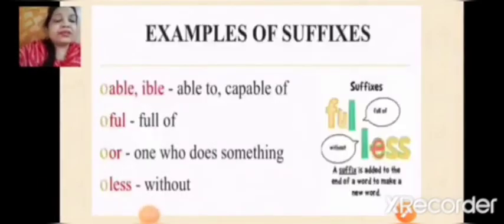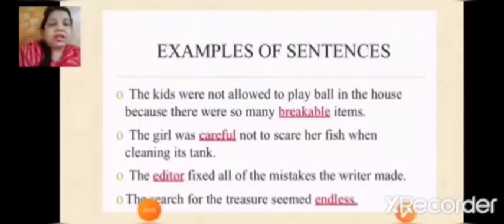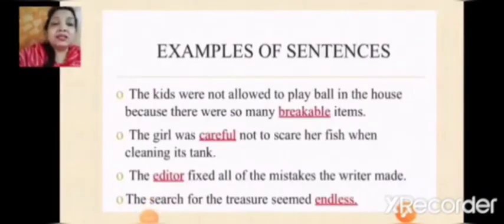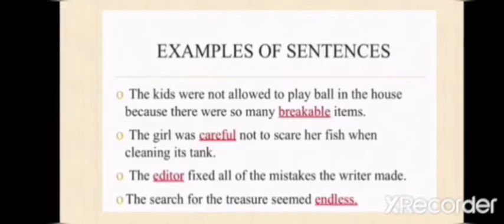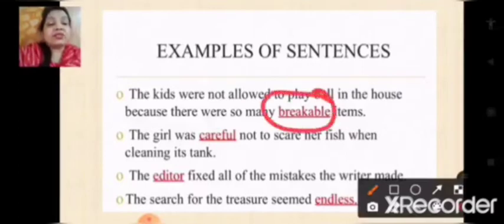We have a few examples like able, which means able to or capable of something. Full means full of something, or means one who does something. Less means without something, right? So let us quickly implement these words in a few sentences. Our first sentence is, the kids were not allowed to play ball in the house because there were so many breakable items. Over here we have used the suffix able. Can you see that? Yes.